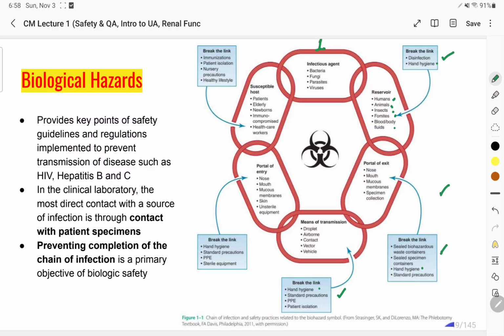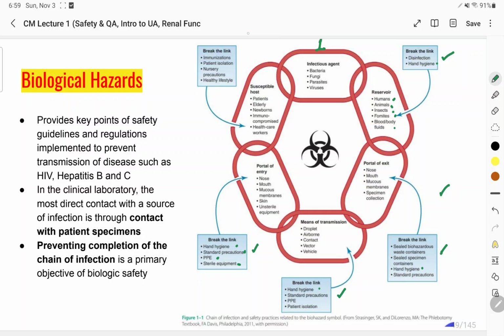And then the susceptible host touches wherever, touches his nose, and then gets infected right away. Okay? So, for example, we are handling specimens, infected specimens. Of course, in order to prevent aerosol formation, we do standard precautions. We use our PPEs properly, and as you mentioned earlier, if COVID, the patient is isolated. And here, how do we break the chain of infection in the portal of entry? Hand hygiene again. Okay? The use of PPE, standard precautions again, and sterile equipment.